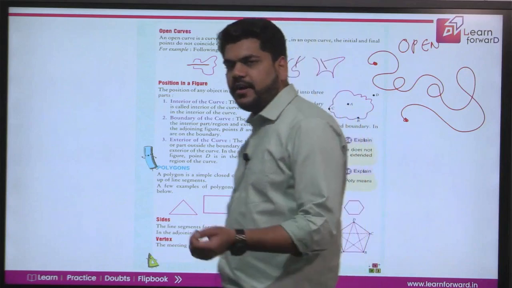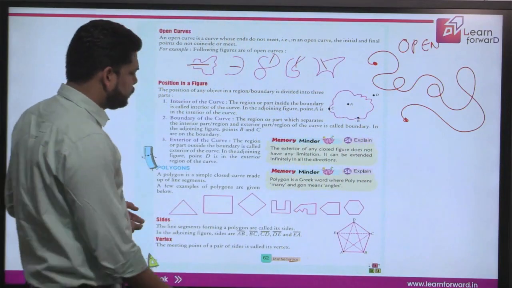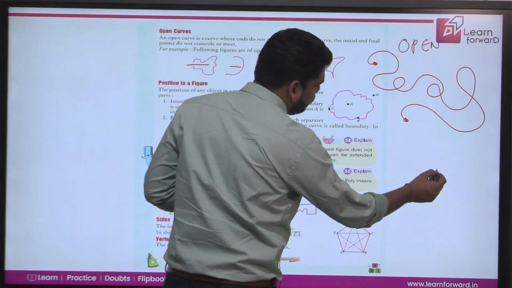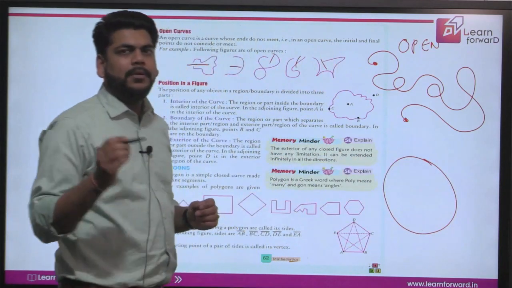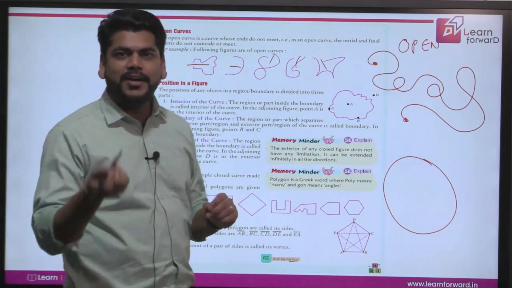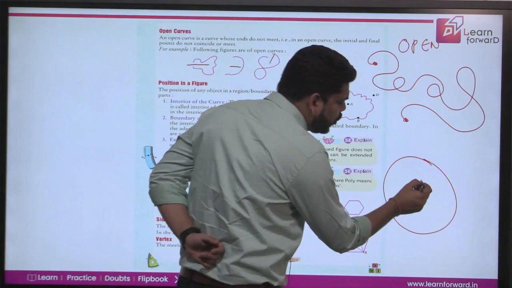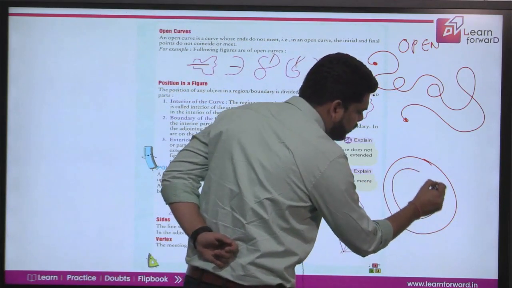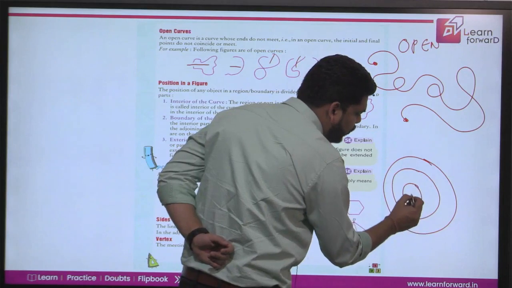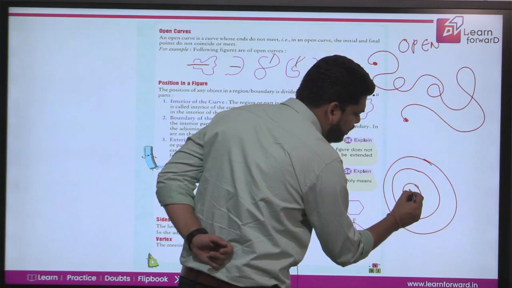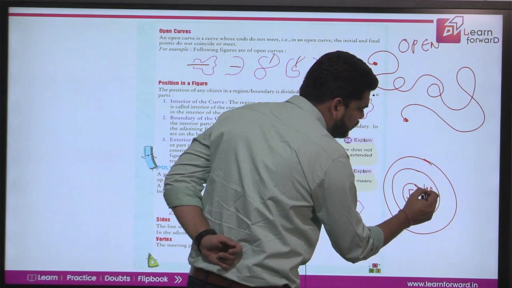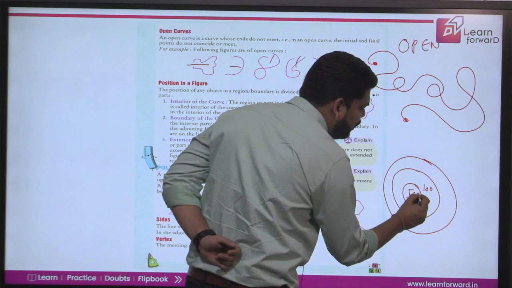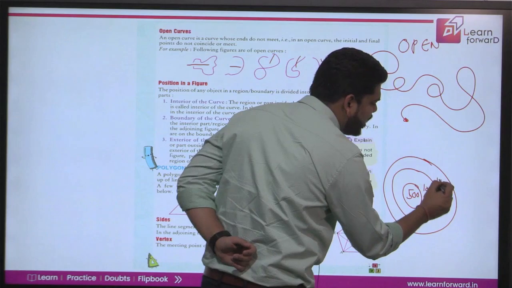Position in a figure. Have you played a board and dart game, right? Where you need to score by pointing a dart on the board. This will give you 50 points. This will give you 100 points. This will give you 500, this 100, and this is 10 points.